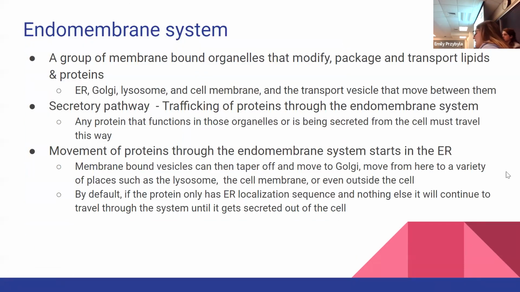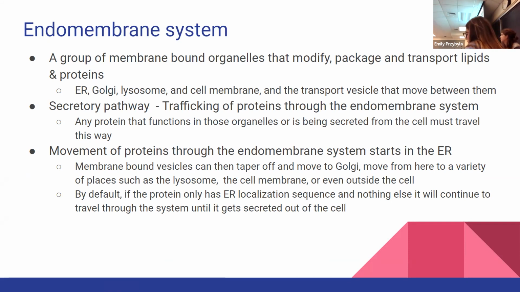So this is a closer look at the endomembrane system. Essentially, it's a group of membrane-bound organelles that will modify, package, and transport the protein. So like I said, that includes the ER, the Golgi, the lysosome, the cell membrane, and transport vesicles that move between them. This is also called the secretory pathway, just the movement of proteins from the ER to the Golgi and then to other places within the endomembrane system.